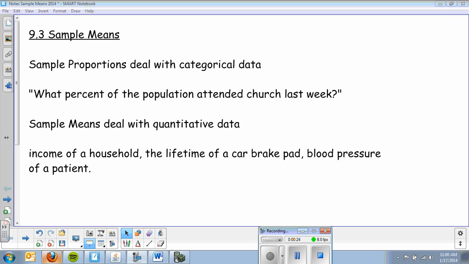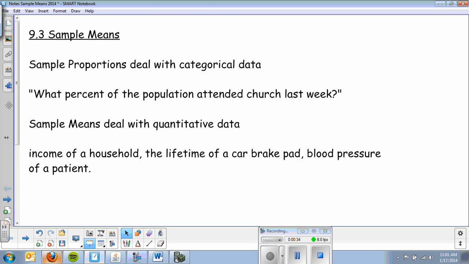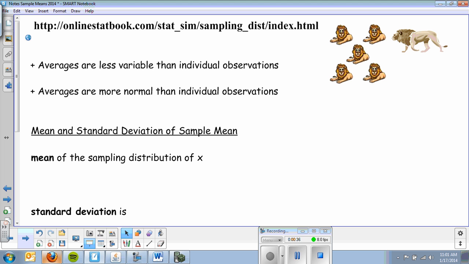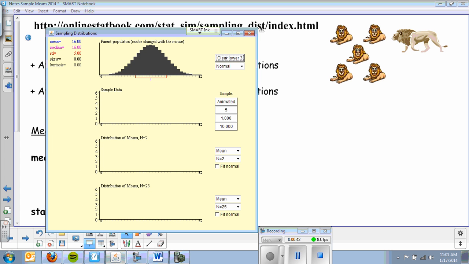So these are numbers that we can average, like income of a household, the lifetime of a car brake pad, blood pressure of a patient, etc. Okay, we'll go back to that website here in a little bit. So this is going to tie in more to what we did in class on the little applet.